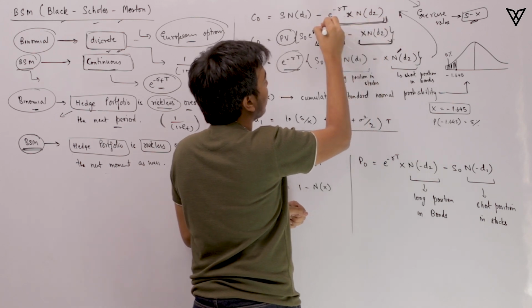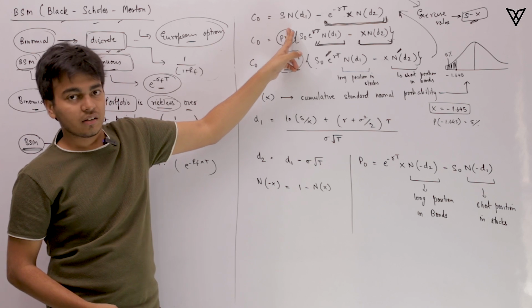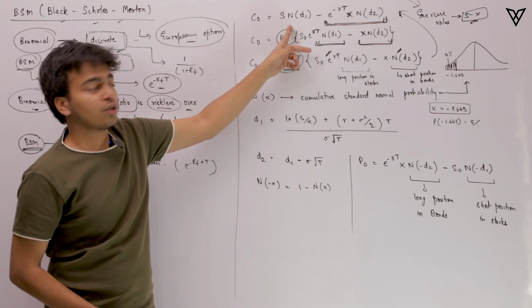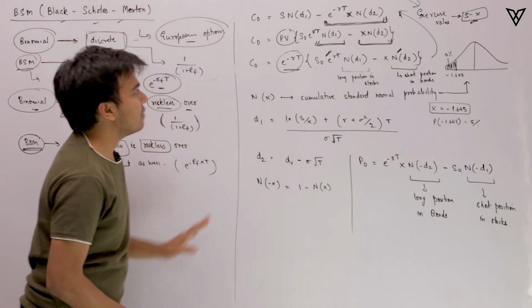Alright, this is the total borrowed amount as of today that you need to have in order to make sure that you are buying these many stocks. And the difference of that will give you the value of the call option. That is the basic idea.